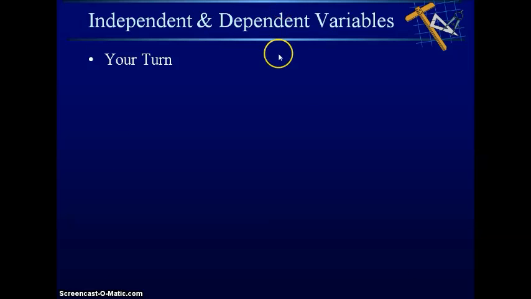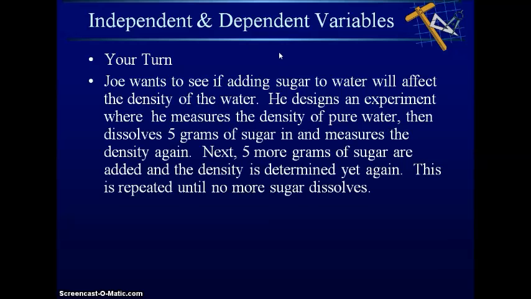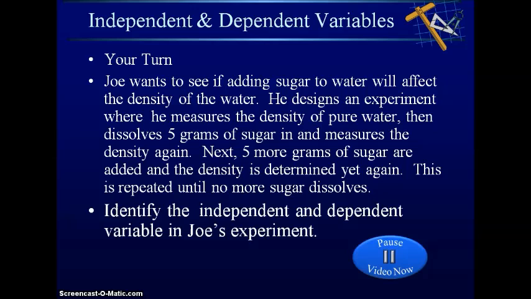Let's practice another one here. Here's another example. You can read through this scenario and identify who the dependent and independent variables are. Again, pause this and then click when you're ready.